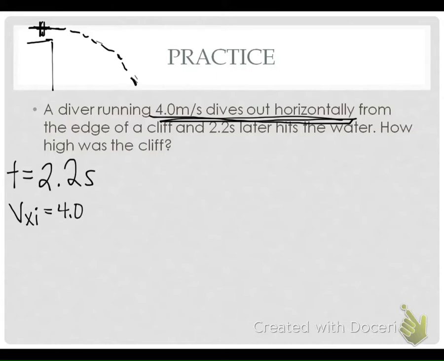If we know that when he leaves the cliff, he's only moving in the horizontal direction, what does that mean? V sub yi will have to equal 0. That's not going to be told to us in the problem a lot, but if we see we have only horizontal initial velocity, we've got to be able to pick that out and put that into our list. What we want to know is how high the cliff was. So what variable should we be solving for? Y final, y sub f. That's going to be our question mark.